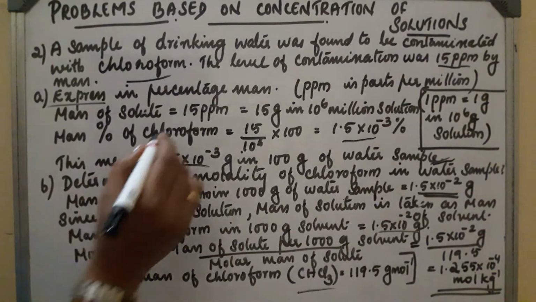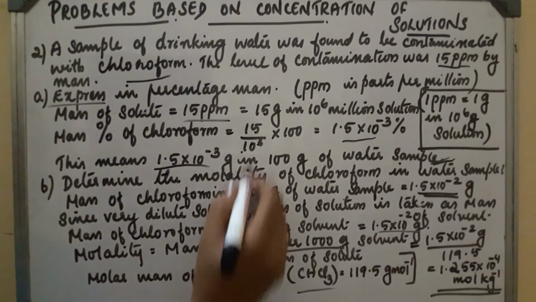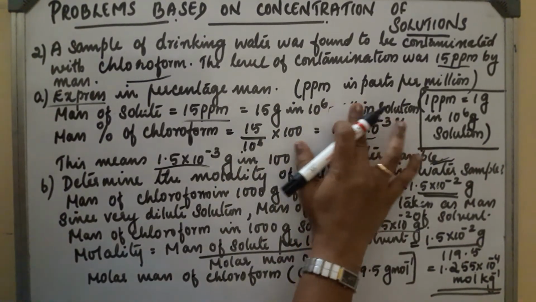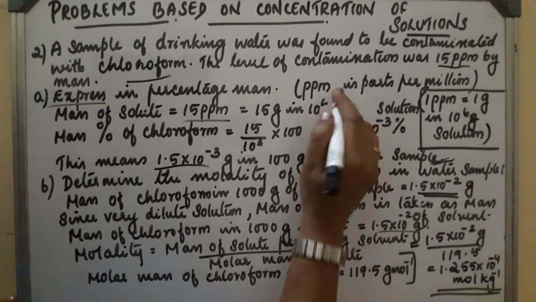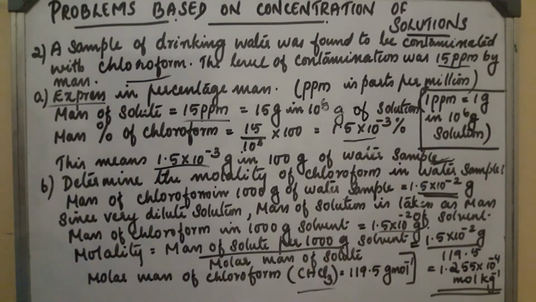Mass of the solute is given as 15 ppm. So 15 ppm means 15 gram in 10 raised to 6 gram of solution. So 15 gram in 10 raised to 6 gram of solution is the mass of the solute.